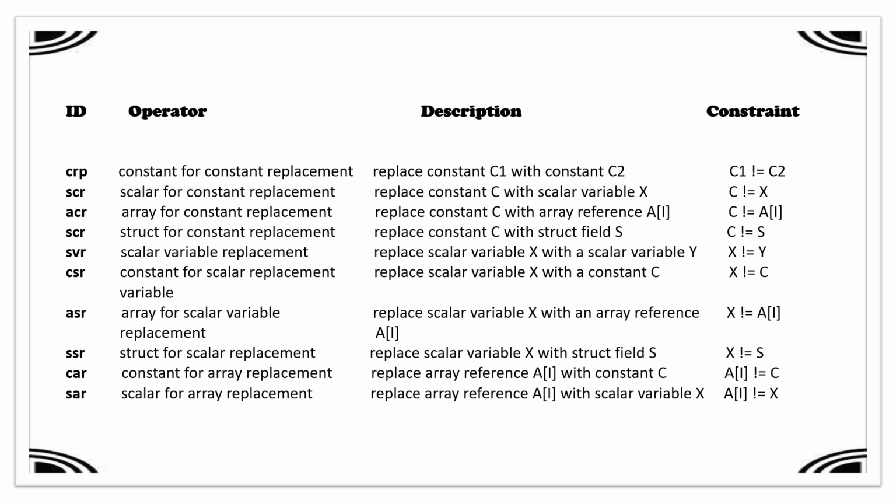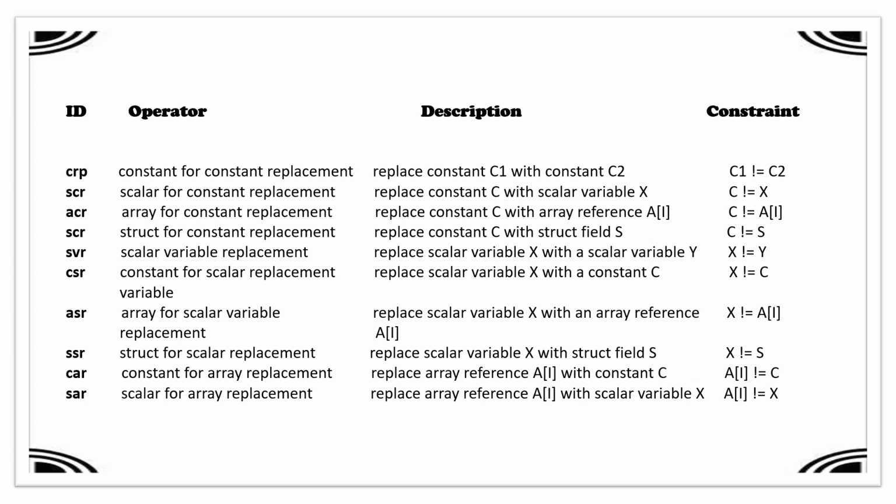Here are some IDs which are included with its description and the operator. Firstly, CRP, constant for constant replacement, which has a description of replace constant C1 with constant C2. SCR, scalar for constant replacement, which has a description of replace constant C with scalar variable X.